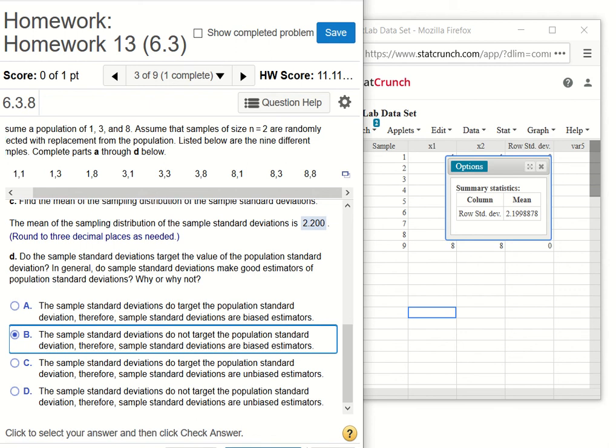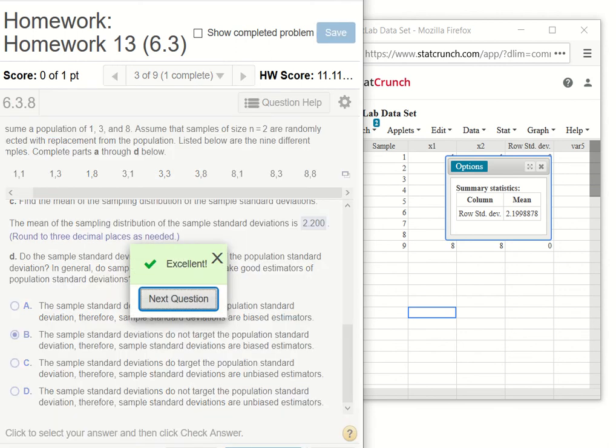Okay. That is the end of this question. Hopefully this is helpful.